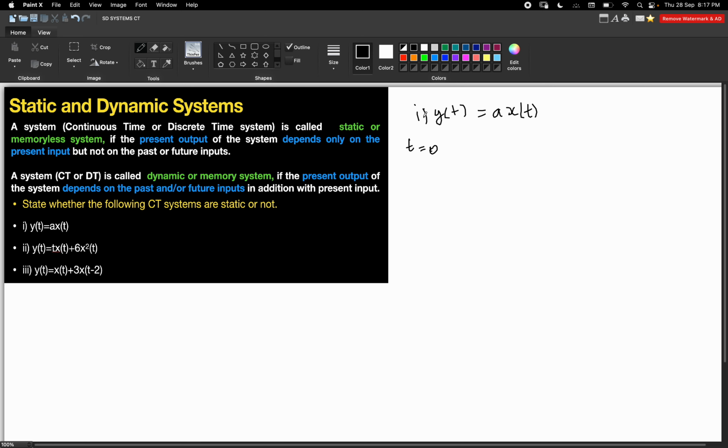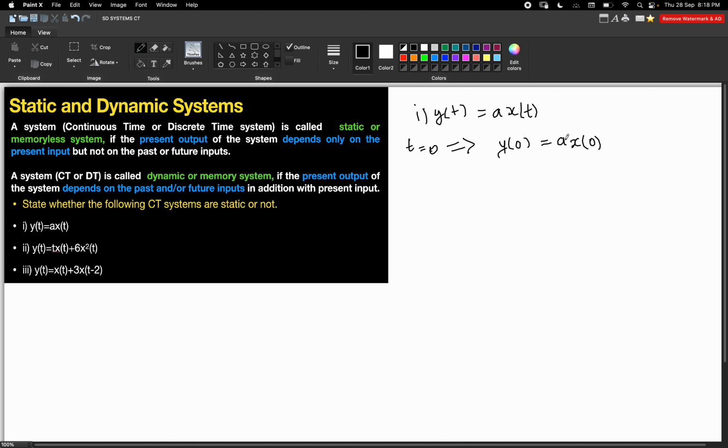Let's consider the first system, y of t equal to a x of t. By seeing the system equation itself, we can conclude the given system is a static system because the present output y of t is only depending upon the present input x of t. For proving this, we will consider three t values: t is equal to 0, t is equal to 1 and t is equal to minus 1. Let us consider the first time value, t is equal to 0. In this case, if you substitute t is equal to 0, then y of 0 equal to a into x of 0.